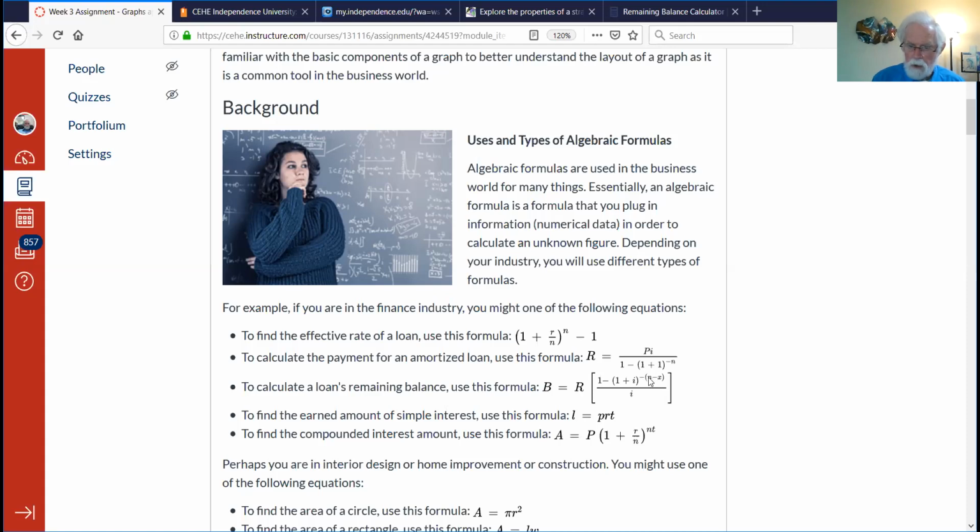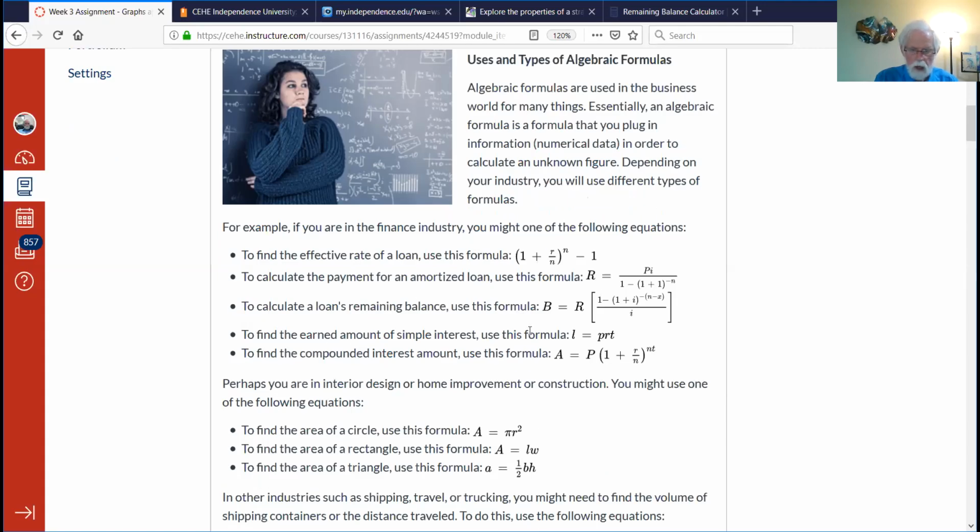Now, can this ever be a negative number? No, because the maximum value of X is N. Once you've made N payments, you're paid off. So this is always going to be a negative number that we're raising this to. So again, I is the interest rate, and then we divide it by the interest rate and multiply it by the payment. That gives us the balance.